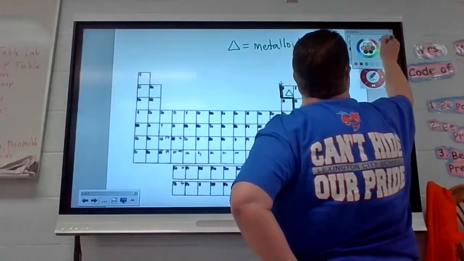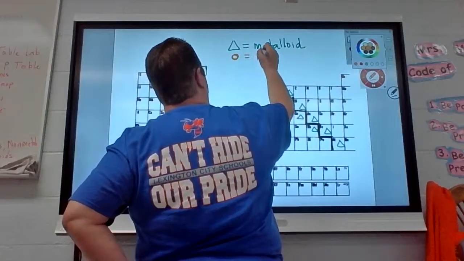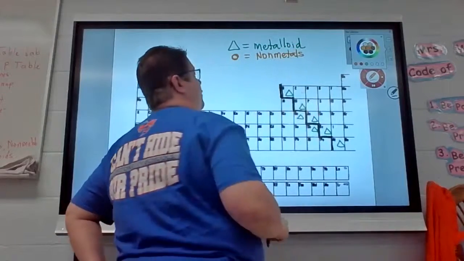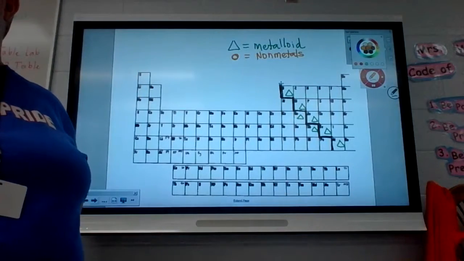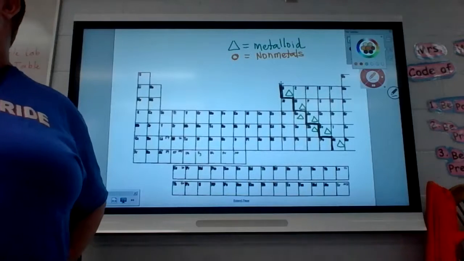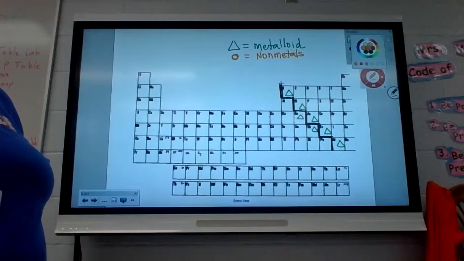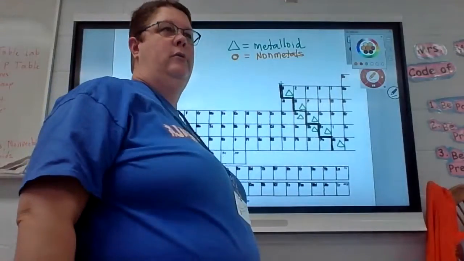I'm going to use a little circle for the non-metals. Now, where were the non-metals located? What color were the non-metals? Orange and what other color? There were 2. Orange and yellow. So where was orange and yellow?